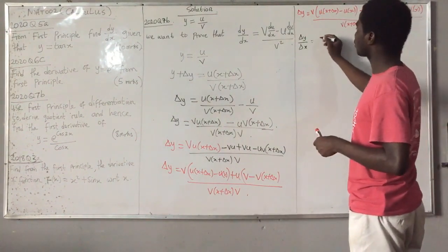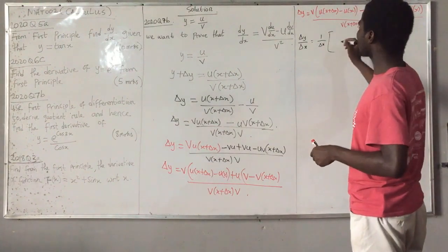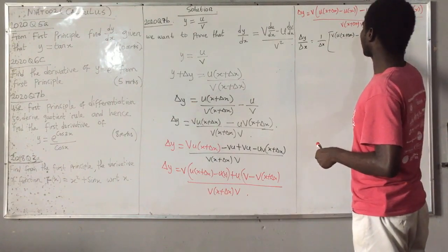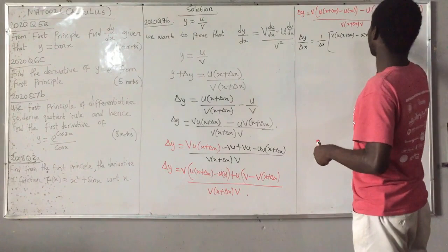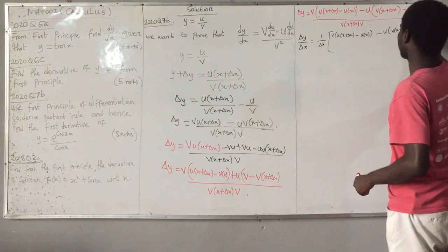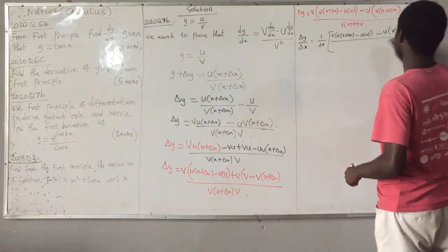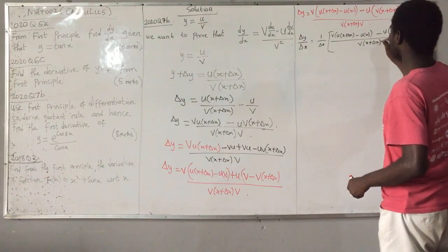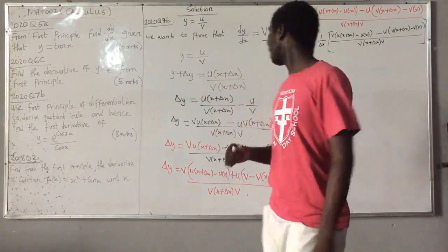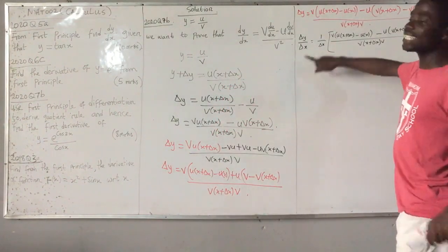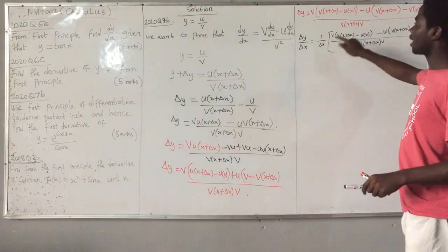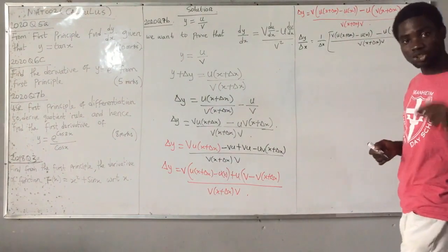Look at it. It will now be 1 over delta x, multiplying all these things: v of u of x plus delta x minus u of x, minus u, v of x plus delta x minus v of x, all over v of x plus delta x multiplied by v. That is what you are going to have. Now, what next? Instead of allowing this one to come down, let it come up. Let it multiply the up. Do you understand my point?